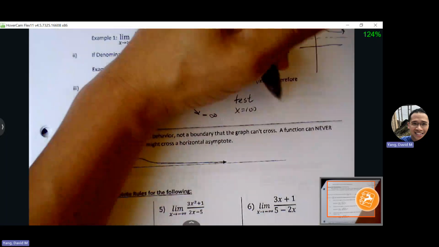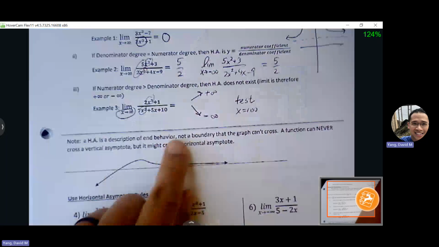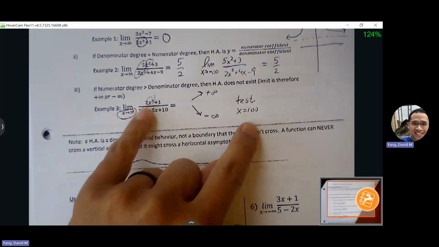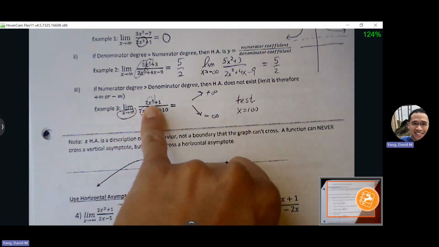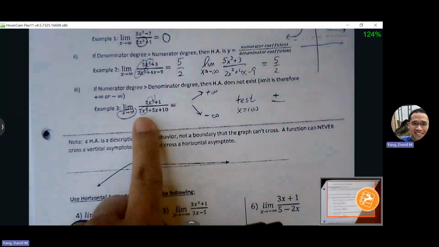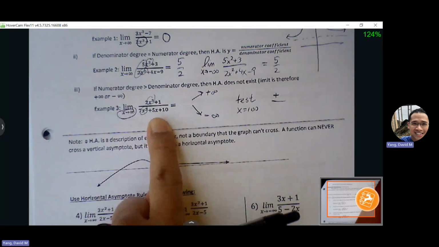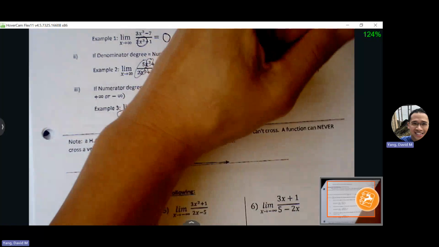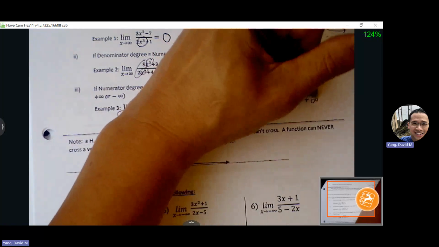Again, we can do this without having to do a lot of messy calculation because all I care about is positives and negatives. So if I plug in 100 in for x, 2 times 100 cubed plus 1, is that positive or negative? Positive. If I do 7 times 100 squared plus 5 times 100 plus 10, that's also positive. So positive over positive is positive infinity.